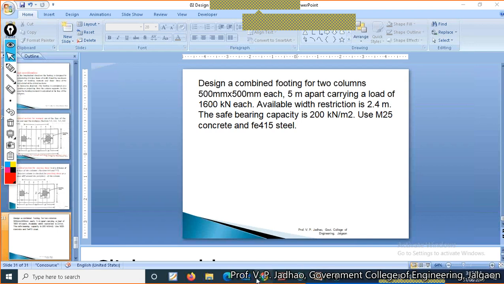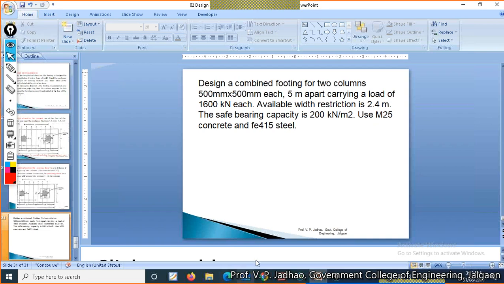Okay, so we'll start the design now. Combined footing for two columns 500 mm by 500 mm each, 5 meter apart, carrying a load of 1600 kilonewton each. Available width restriction is 2.4 meter. The safe bearing capacity is 200 kilonewton per meter square. Use M25 concrete and Fe 415 steel. The safe bearing capacity concept is already covered in your RCC as well as geotechnical engineering. The grades of steel and concrete are also covered already. So I'll start with the design.